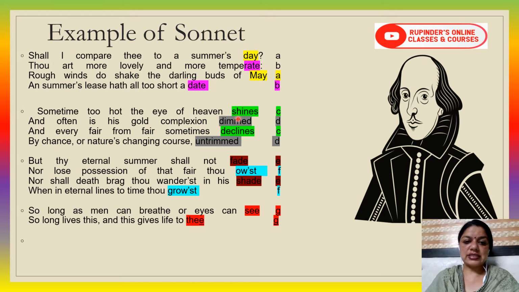Similarly, shines, dimmed, declined, untrimmed. So C, D, C, D. Fade, oust, shade, grossed, right? Fade and shade are again rhyming words. Then C and D. So this is how we have to find out the rhyme scheme in any poem. So let's move on to the next literary term.